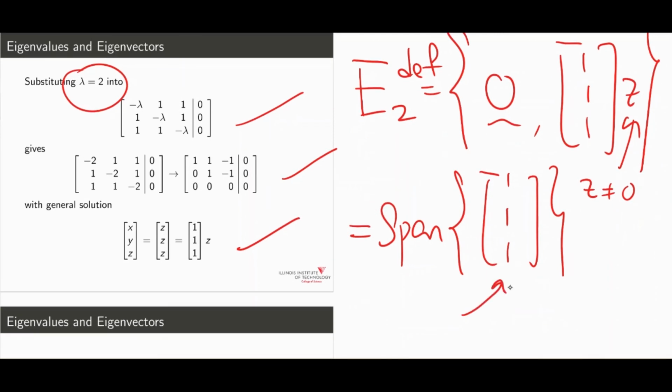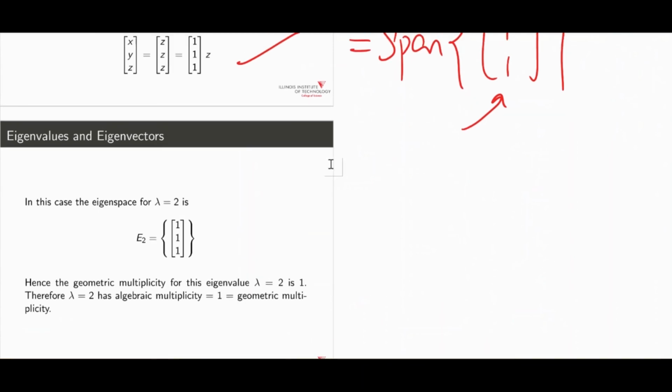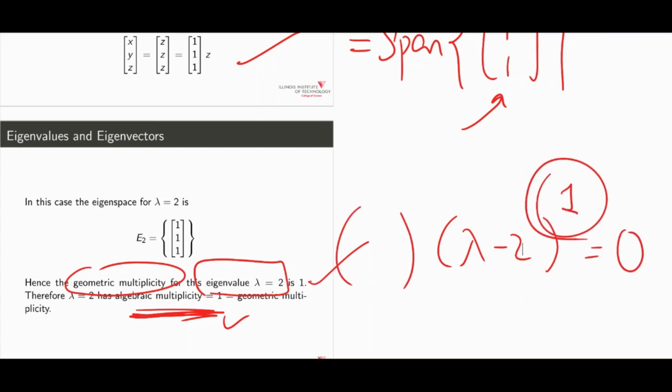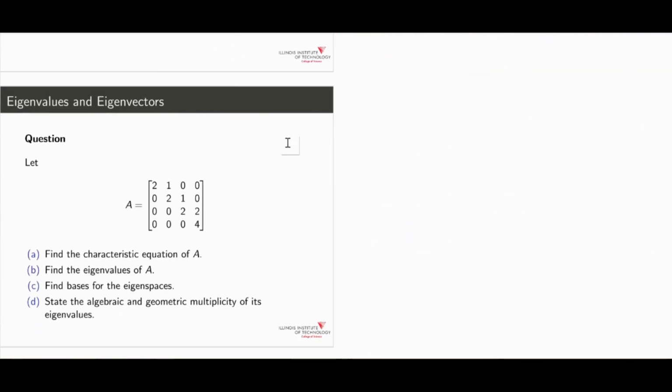And so the vector (1, 1, 1) can be used as a basis for the eigenspace. So you can clearly see that E2 is dimension 1, so the geometric multiplicity for this eigenvalue is 1. And the algebraic multiplicity is also 1, because we have seen this thing appear like that in the characteristic equation. So this eigenvalue lambda equal to 2 has algebraic multiplicity 1 and geometric multiplicity also 1. All right. So now we're going to move to the next question right here.